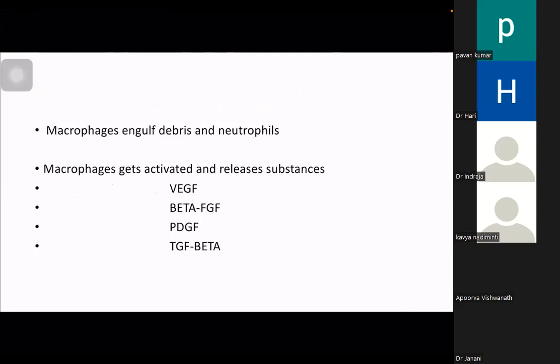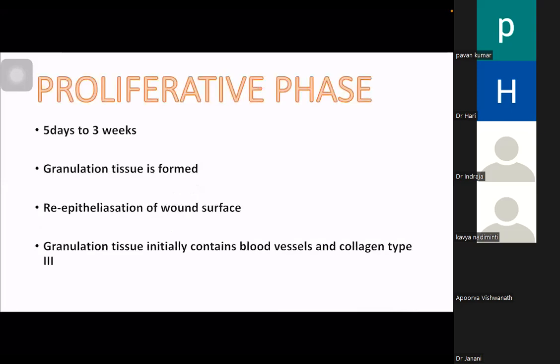Macrophages engulf the debris and neutrophils, and macrophages get activated and release the substances vascular endothelial growth factor, fibroblast growth factor, platelet derived growth factor, and transforming growth factor beta. And these factors help in the formation of angiogenesis and the development of fibrocytes into fibroblasts, which helps in formation of collagen. And this helps in conversion of the inflammatory phase into the proliferative phase.